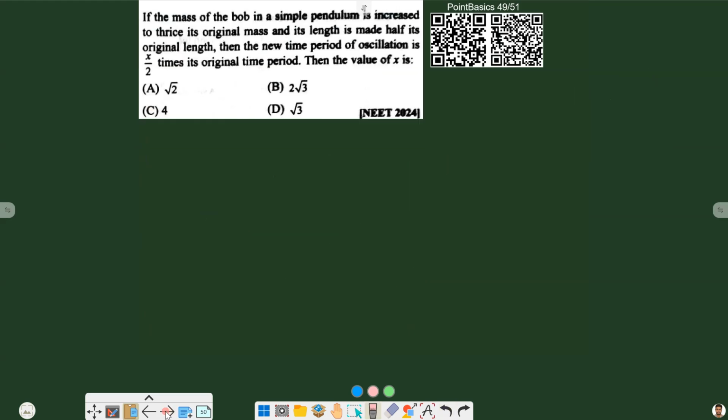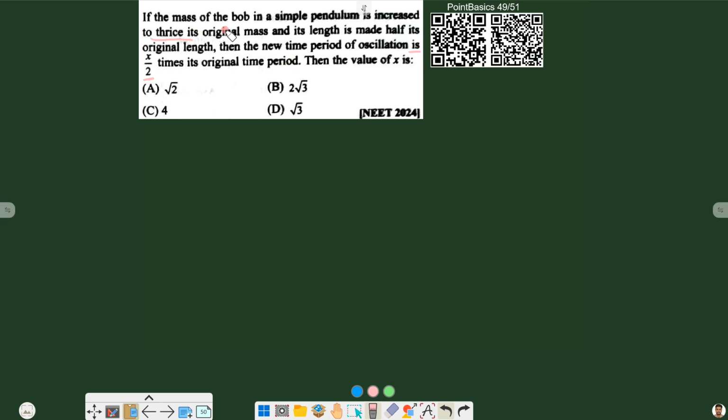Next question. If the mass of the bob in a simple pendulum is increased to thrice the original mass, and the length is made half of the original length, the new time period of oscillation is 2 by x by 2 times the original time period. Find the value of x.